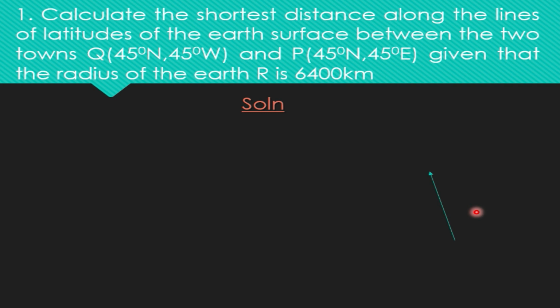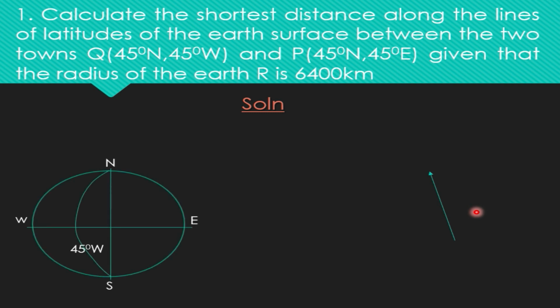Calculate the shortest distance along the line of latitude of the Earth's surface between the two towns Q, 45 degrees north and 45 degrees west, and P, 45 degrees north and 45 degrees east. So they are on different longitudes, but on the same latitude. Given that the radius of the Earth is 6,400 kilometers, that is the big R.